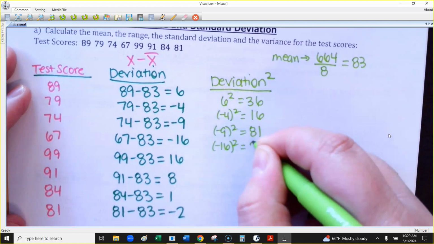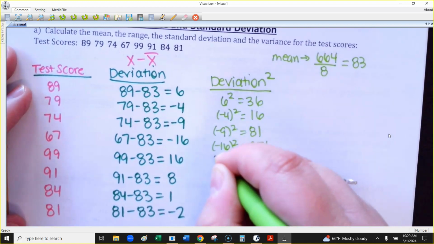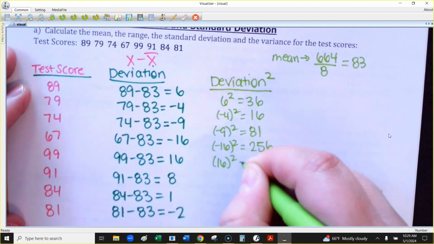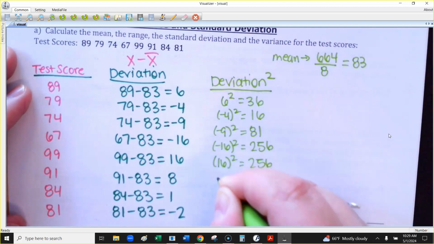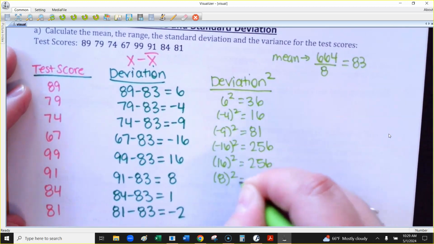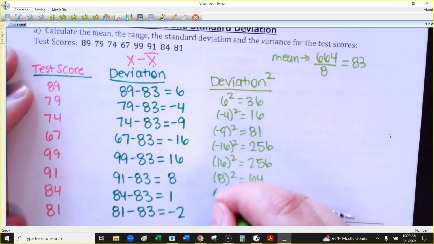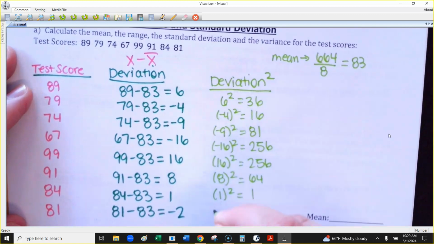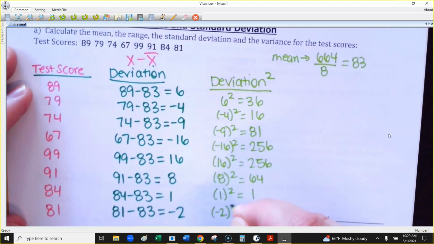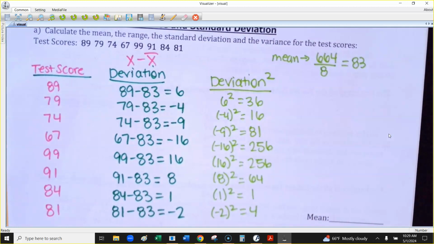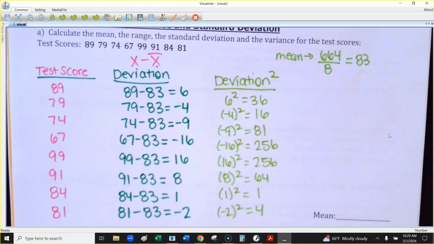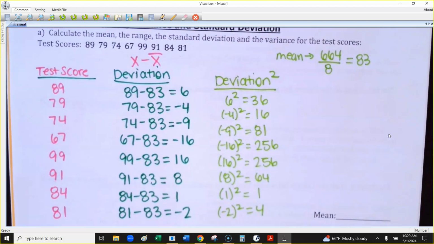If you square 16 or -16, you're going to get 256. Eight squared, 64. 1 squared is just 1, and -2 squared is 4. So deviation is just the distance from the test score in this case to the mean, which is 83. Deviation squared, you're just going to take all those numbers we did in that middle column and square them.